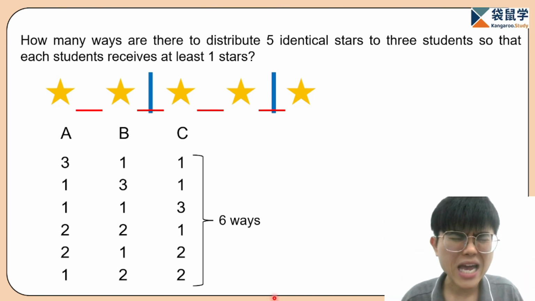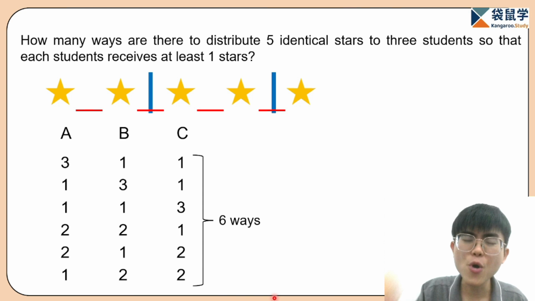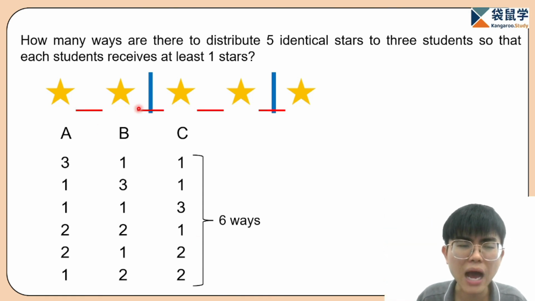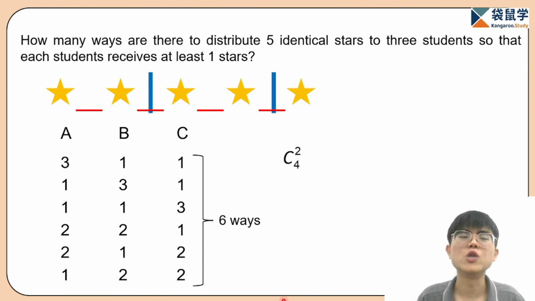So to solve this kind of question right here, we just have to see how many ways we can put the bar in between our items here. You can see that in this case, there will be 1, 2, 3, 4. So we have 4 different gaps and 2 bars. So we have C(4,2).